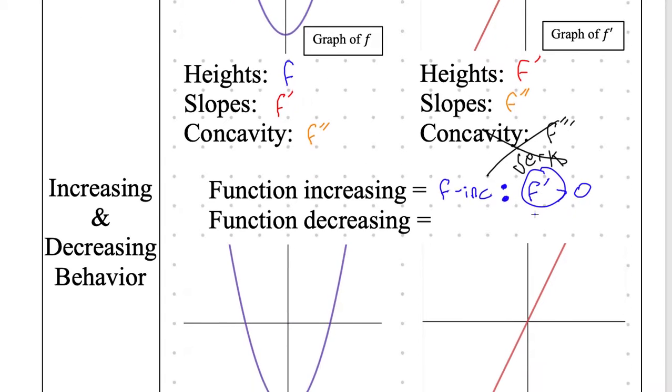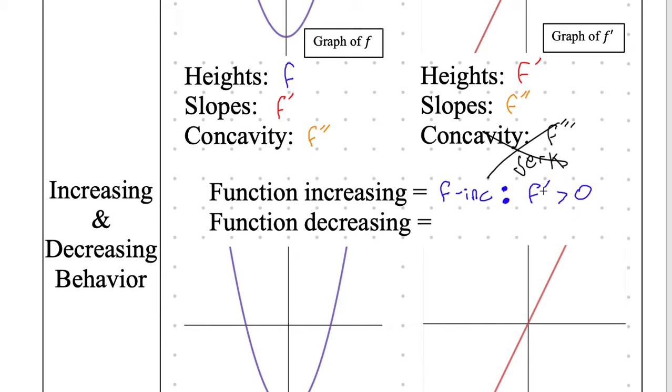So back here, for f increasing, f prime is greater than 0, and that means the slope on a graph of f. And f decreasing, take a guess, shout it out. F prime is less than 0. You just have to have this memorized.